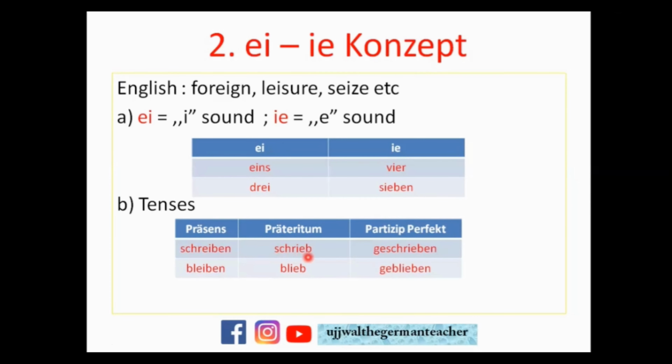Schreiben, schrieb, geschrieben. So if you see EI, there's a reversal of the vowel here. So EI is changing to IE. Here also, geschrieben. Same for the other example, bleiben. There are many examples. Bleiben, blieb, geblieben. Okay. So keep this in mind that EI and IE is not just about the sound, it's about the tenses also, it's about words also. There are a few words where if you change the EI to IE, the meaning would be different.